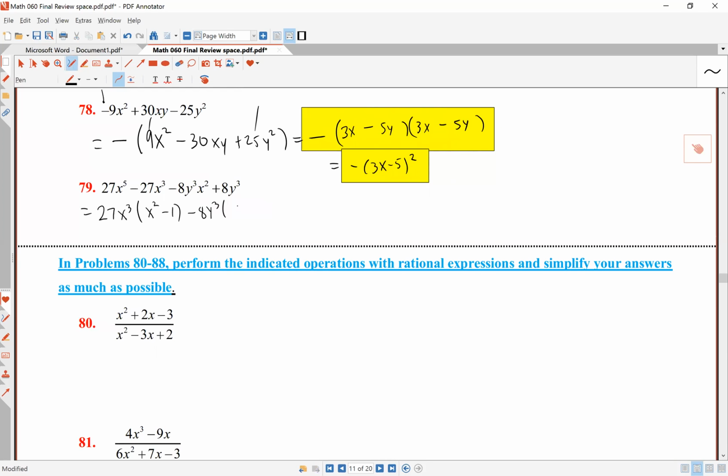This is the difference of 2 cubes, the cube of 3x, and this is the cube of 2y. So we recover our 2 pieces, 3x and 2y, and we use the same sign. Then we square the 3x, which is 9x squared, take the product of 3x and 2y, which is 6xy, and square the 2y, which is 4y squared. We use opposite sign and always positive. But then we have the x squared minus 1, which is x minus 1 times x plus 1.